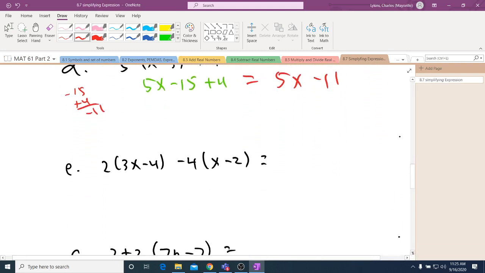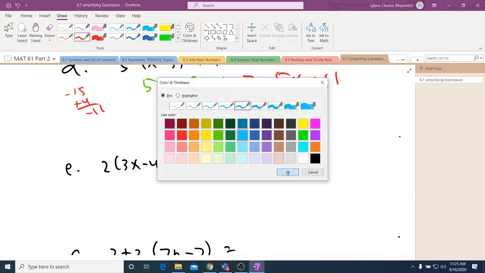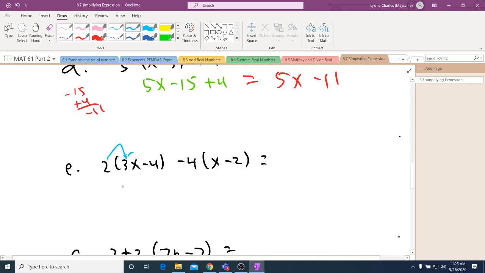Okay, part E, I've got two things I'm going to distribute. I'm going to say, okay, 2 times 3x is 6x. 2 times negative 4 is negative 8. Negative 4 times x is negative 4x. And negative 4 times negative 2 is a positive 8.